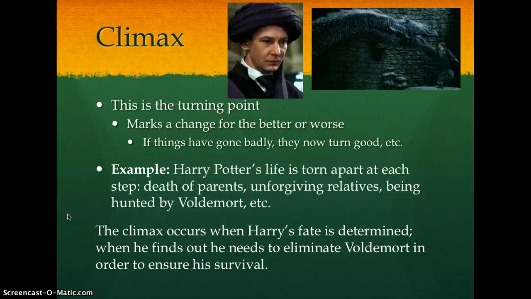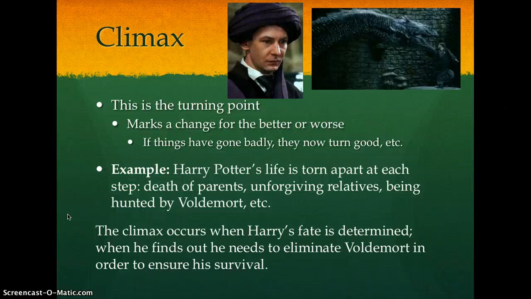So this is when the central conflict is determined. So which way is it going to go? It makes a change for the better or for worse. So every time, at the end of all of the books, it was better for Harry, in the first 6 because Harry got to live another day. It was better for Voldemort because he had another chance to survive. But in the last one, it was worse because Harry had to find another way to kill him.